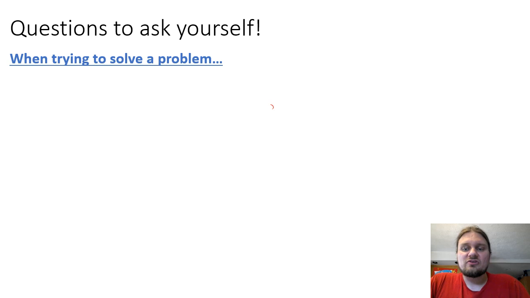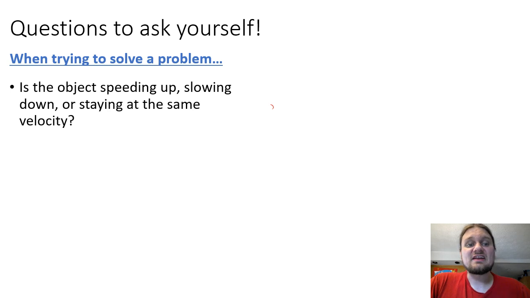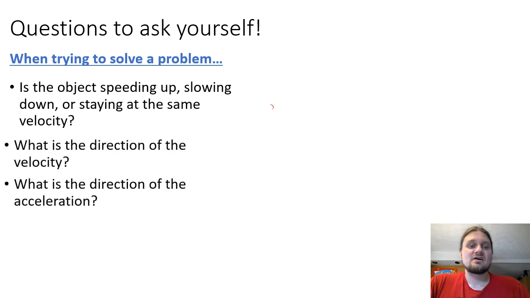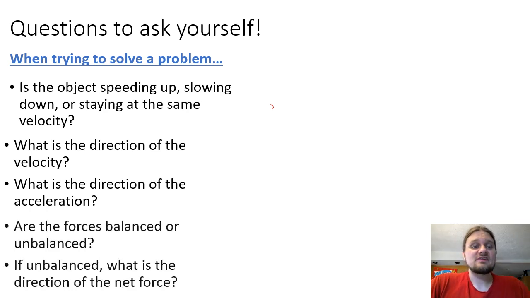When you are using Newton's first and second laws to solve problems, to figure out what's going on in a situation, you want to ask these questions all the time. Is the object speeding up, slowing down, or staying at the same velocity? What is the direction of the velocity? What is the direction of the acceleration? Are the forces balanced or unbalanced? And if they're unbalanced, what is the direction of the net force? I'll quickly run through a few examples of how to think about this.